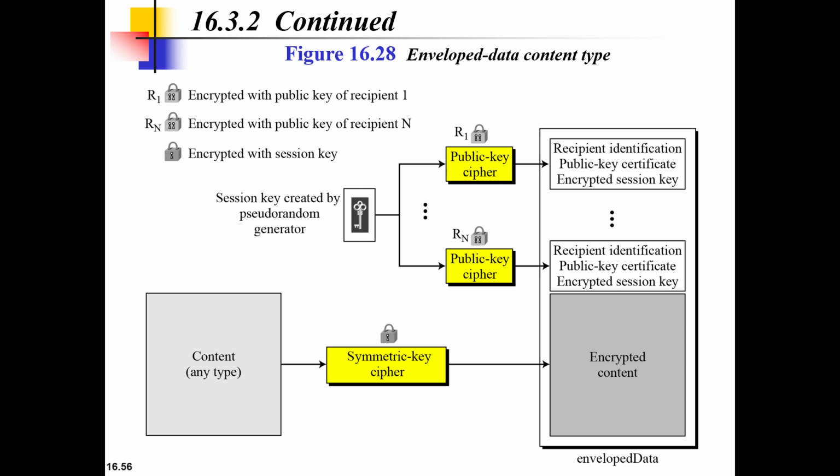So the steps are: first, a pseudo-random session key is created for the symmetric key algorithms to be used. Second, for each recipient, a copy of the session key is encrypted with the public key of each recipient. Third, the content is encrypted using the defined algorithm and created session key. Fourth, the encrypted contents, encrypted session keys, algorithm used and certificates are encoded using Radix 64.